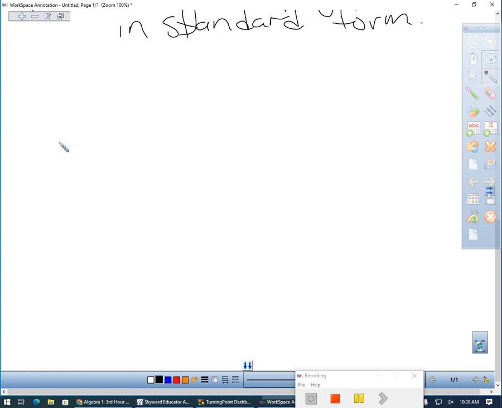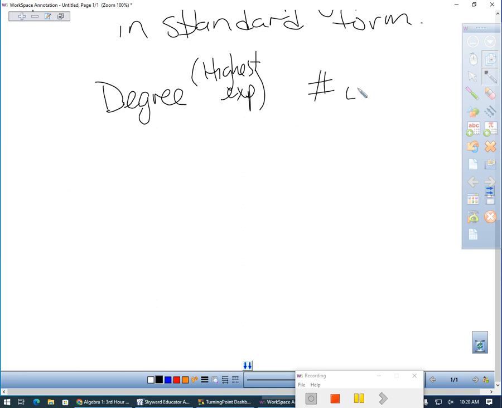When we classify, we do it by two words. The first word represents the degree. So the degree means the highest exponent. The second word we're going to use to classify the polynomial is the number of terms. All right, so I'm going to make a little chart that's going to help you out when you're doing your homework today.